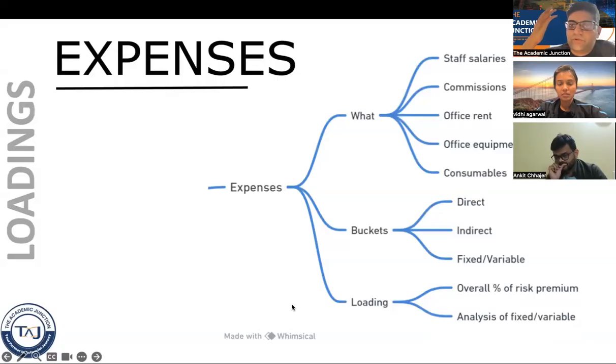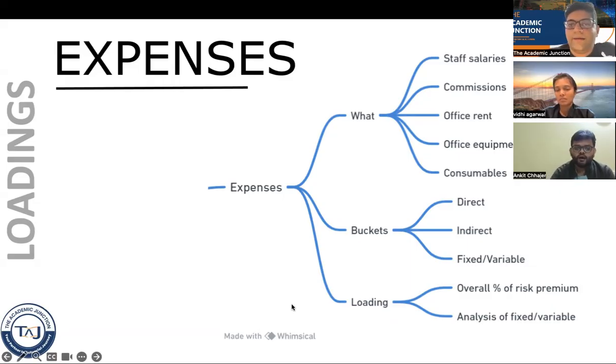Expenses are split into, in fact, there's even a mnemonic for this. It's called COSMIC, I'll leave it to you to find out what is what. If you want to remember what the expenses are, the first one is staff salaries. So these are the list of expenses: commissions that are payable to the brokers and intermediaries, office rent, office equipment, these are all fixed expenses, and consumables that the insurer will have, those are all expenses.